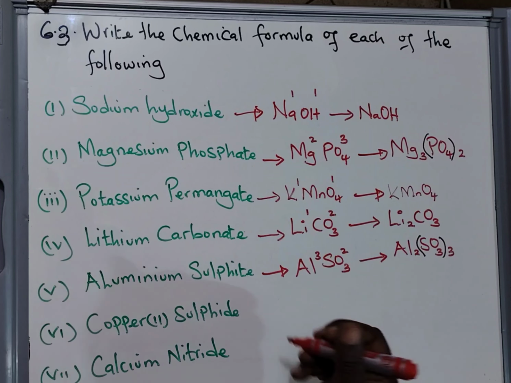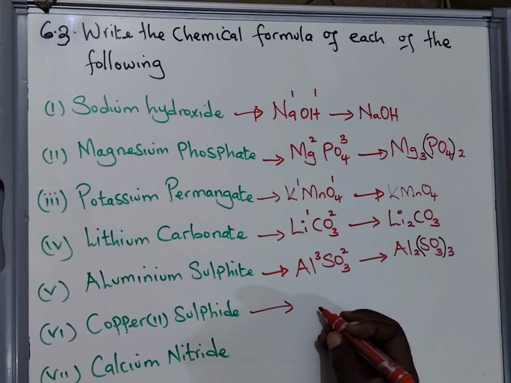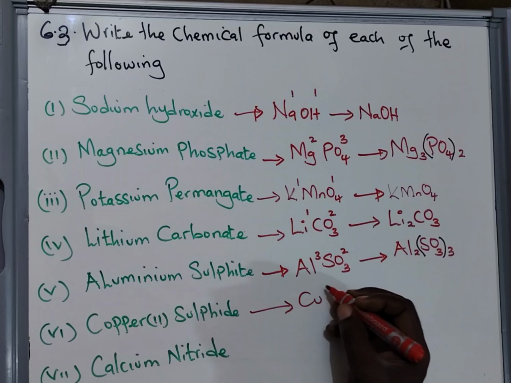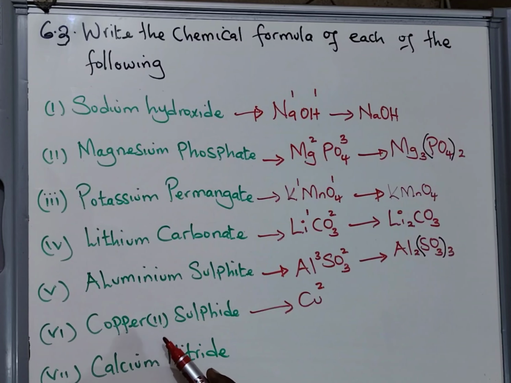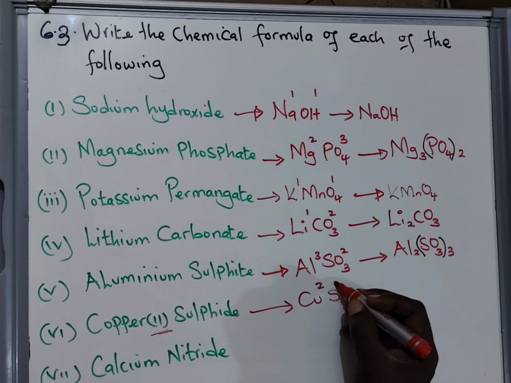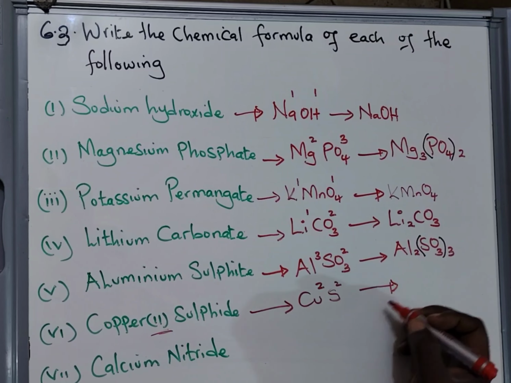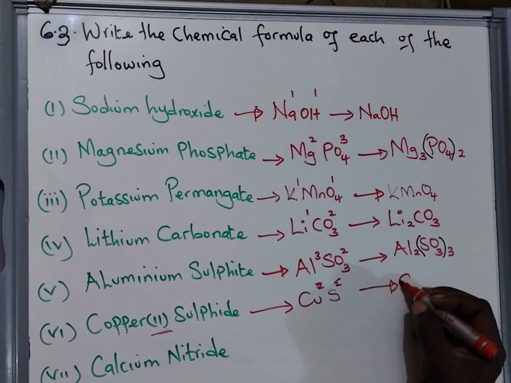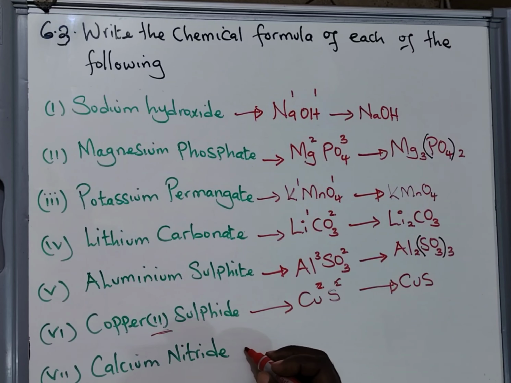Then we come to copper II sulfide. You have to know that copper II means that the valence of copper is 2. They put 2 because copper can exist as 1 and 2. So they are trying to tell you that for this compound, copper is in oxidation state 2, having valence 2. And the sulfide is S, valence 2. Because they are the same, we cancel them and we get CuS.